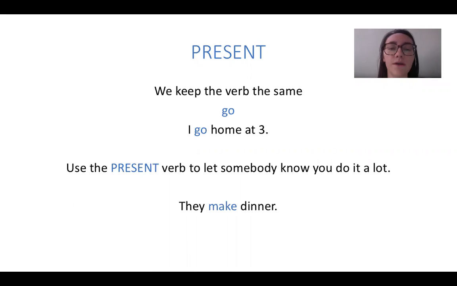So when we use the simple present, we keep the verb the same, the simple form, right? So go is "I go home at 3," and we use the present verb to let somebody know that we do it a lot. "They make dinner," meaning they make dinner a lot instead of going out and buying dinner. So you keep the verb in the most simple way. We don't add ing, you don't add ed, you don't do any of that.